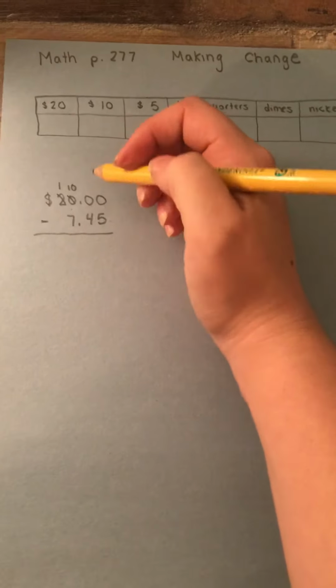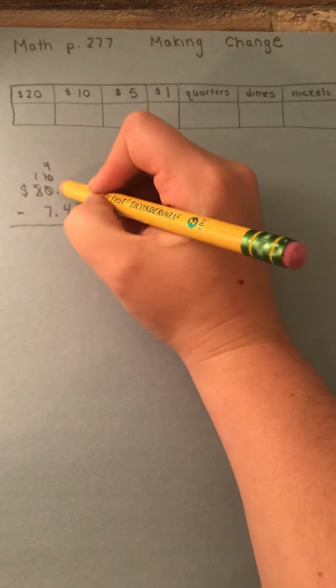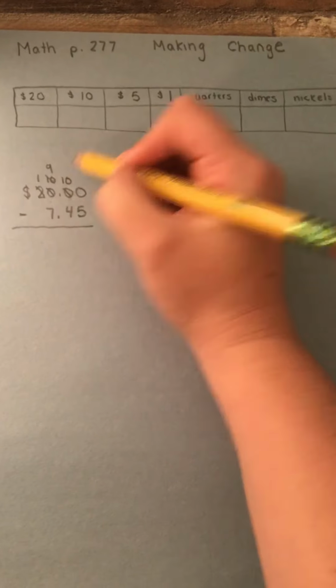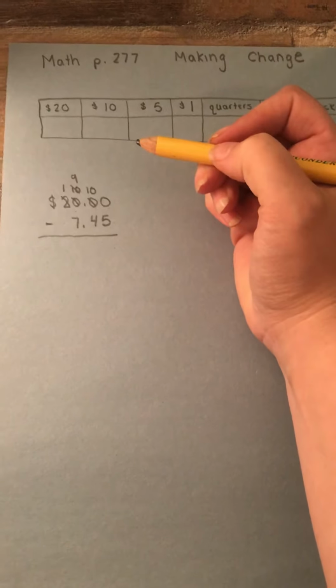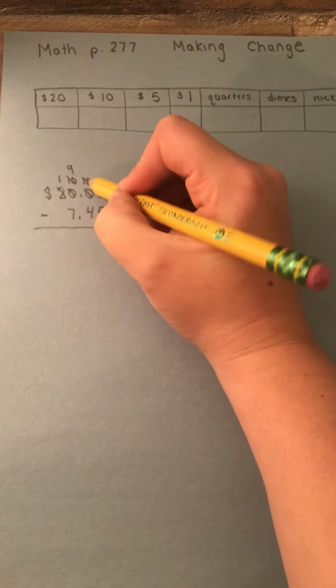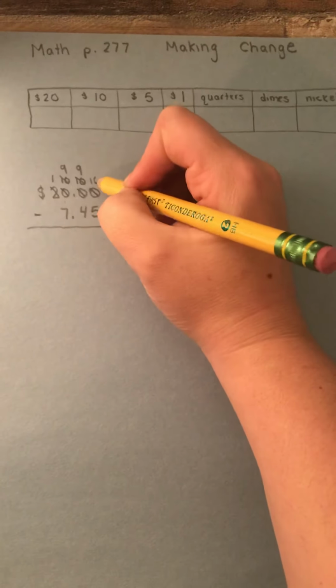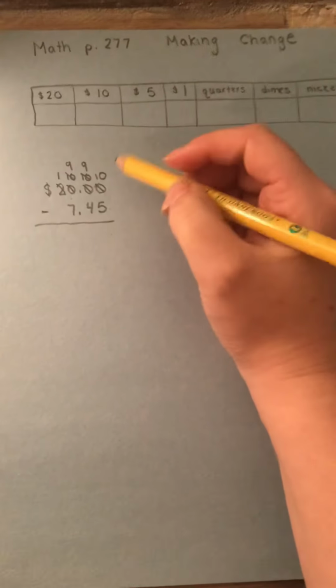Now we need to borrow again. We borrow from the 10. It becomes a 9. Our next 0 becomes a 10. Now we have to borrow again. Remember, each time you come across, you have to borrow for each one. So my 10 becomes a 9, and finally my last 0 here can become a 10. And now I can begin subtracting.